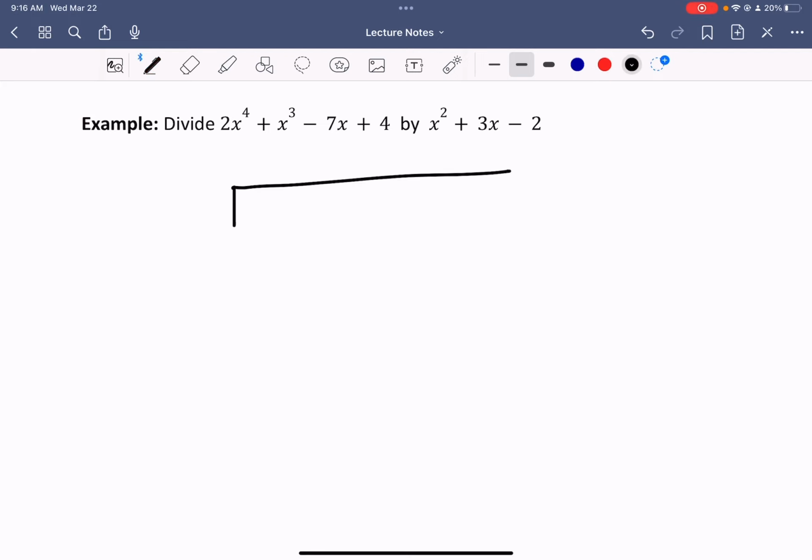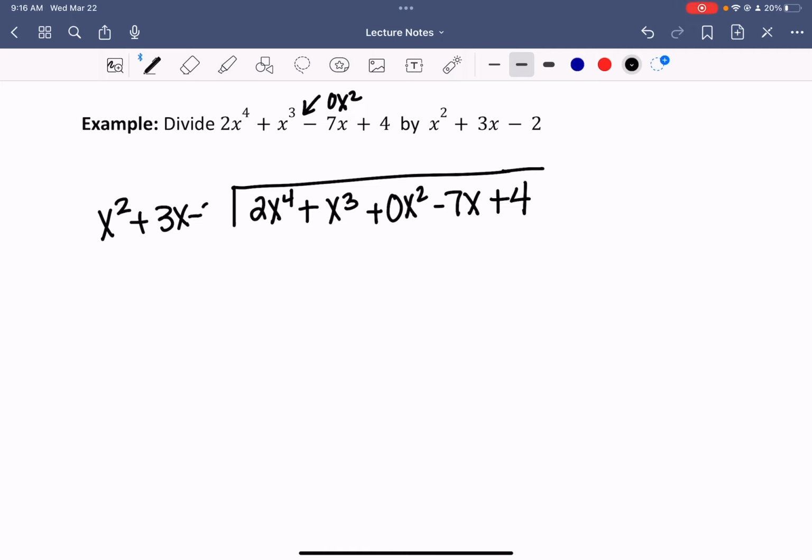I have 2x to the 4th plus x cubed. I don't have an x squared, and so right here, I'm going to have to put in that 0x squared. It's going to act as a placeholder, and also where we're trying to go with this whole situation, it's also going to assist us. Then I'm going to put this piece out front.